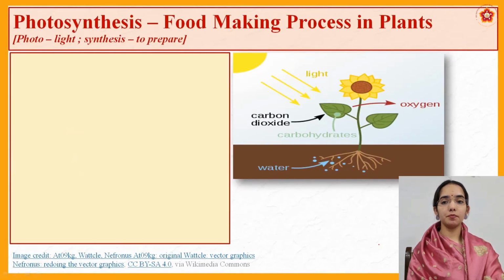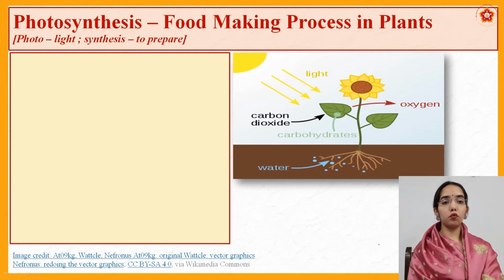Moving ahead, photosynthesis, the food making process in plants. As you can see, it is written on the screen that the word photo means light and synthesis means to prepare. So this process can only occur in the presence of light. It is the process in which food of plants is made in the presence of light.